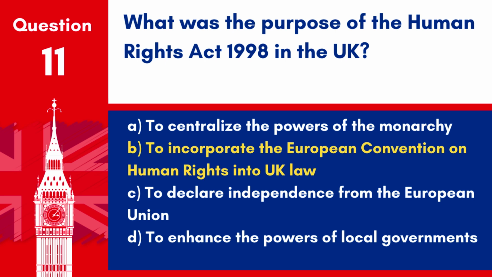Answer: B. To incorporate the European Convention on Human Rights into UK law. The Human Rights Act 1998 was enacted to incorporate the rights contained in the European Convention on Human Rights into UK law, ensuring that these rights could be upheld in UK courts.